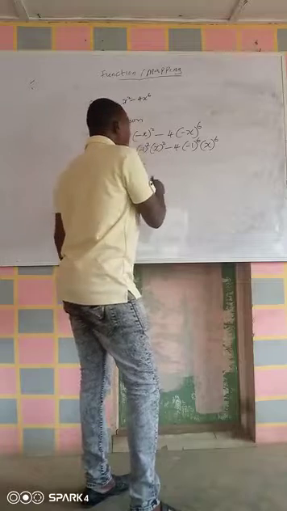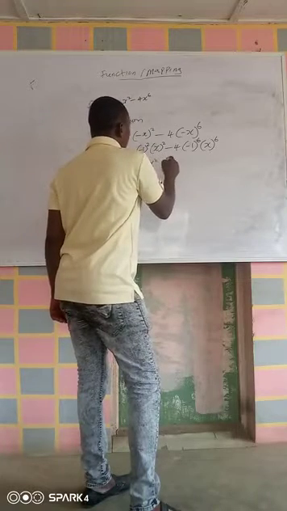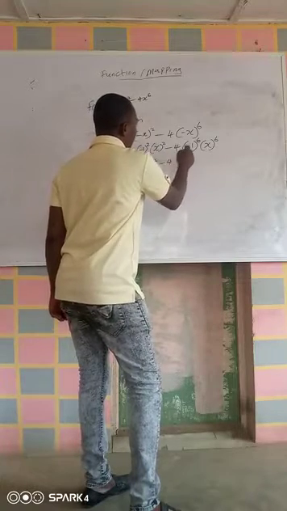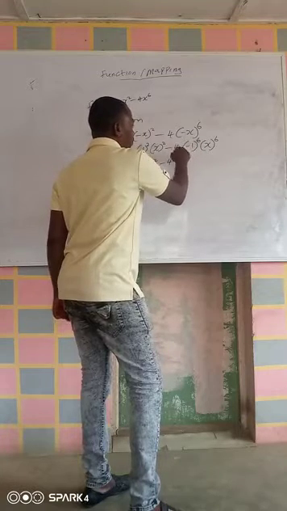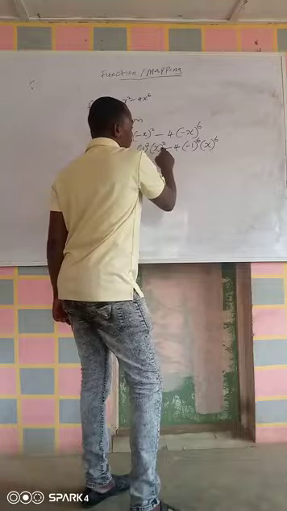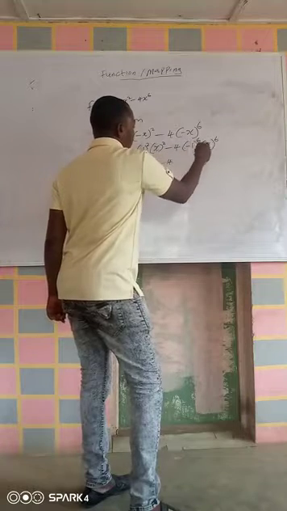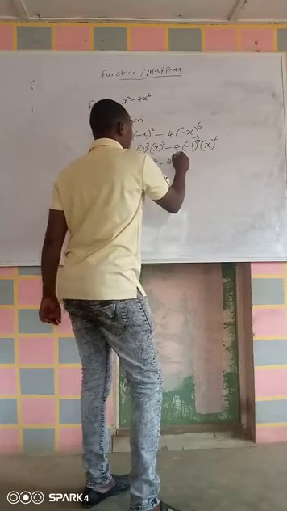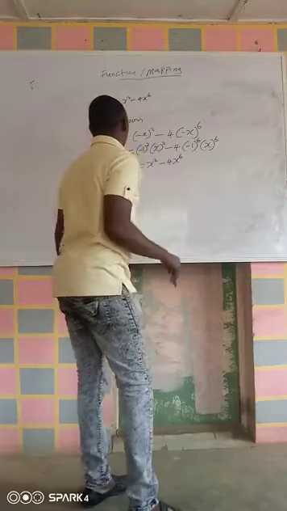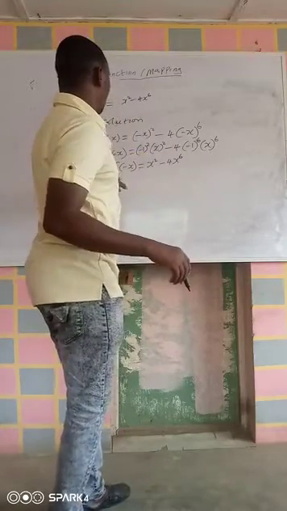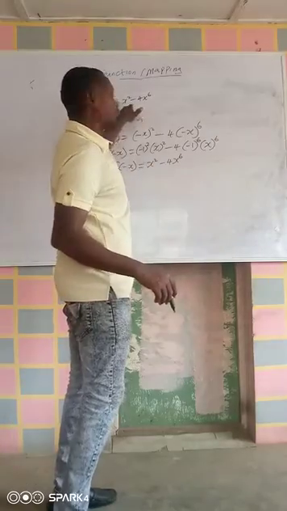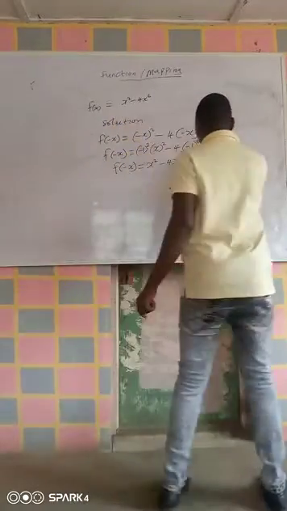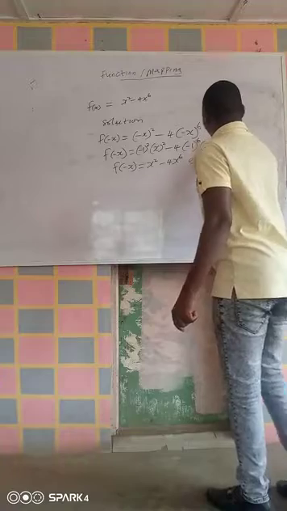Plus 1 times x squared, we have x squared. Then we have a minus 4. So this also, the power is even, we should change it to be plus. Okay, it will affect this. So plus 1 times x raised by 6 equals x raised by 6. So we notice that when we substitute minus x, it gave us the original question. We say this is even function.